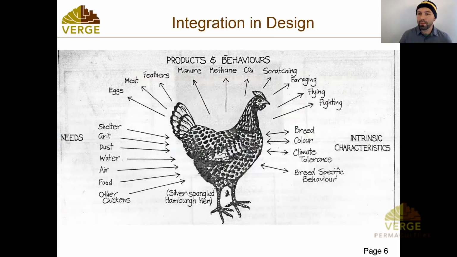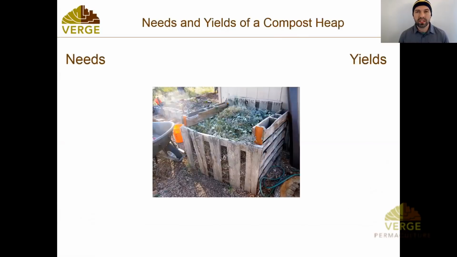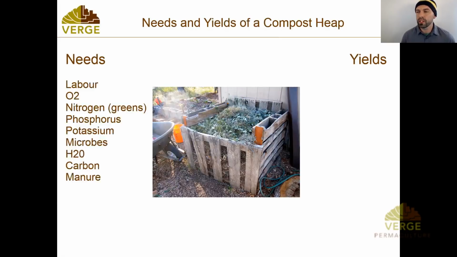And so we can break every element down into these needs and yields. This is the first step of good design, in my opinion, and the step that largely gets missed or ignored. So let's go through a specific example together. In front of you, you've got a compost pile. Let's go through the needs and yields of this compost pile. I'm going to do it pretty quickly. I'm just going to flash up both the needs and the yields, and then we'll go through each one of them individually.